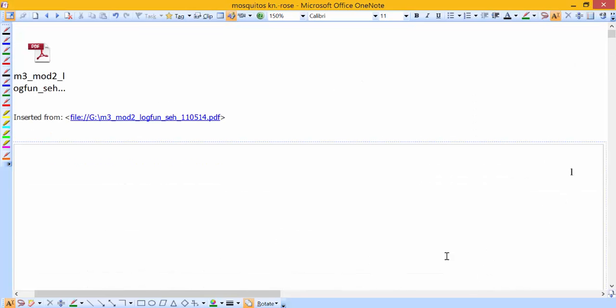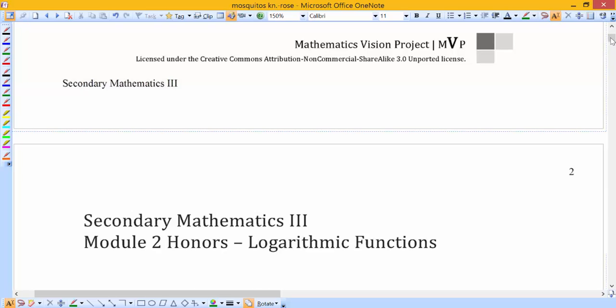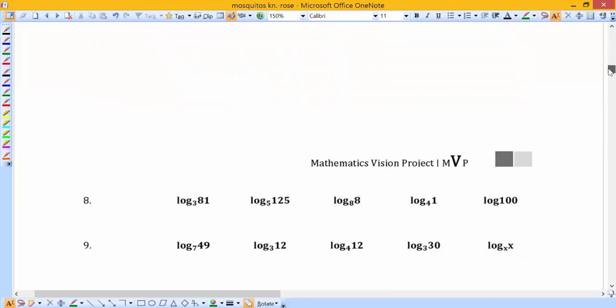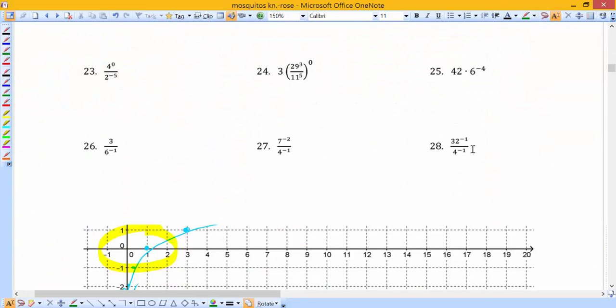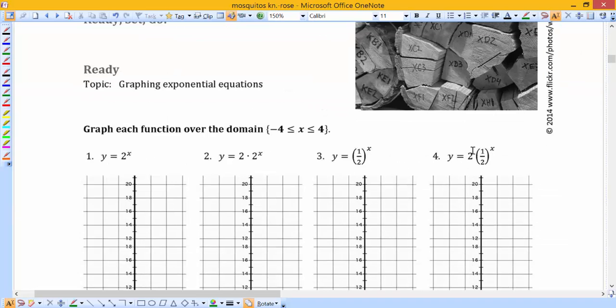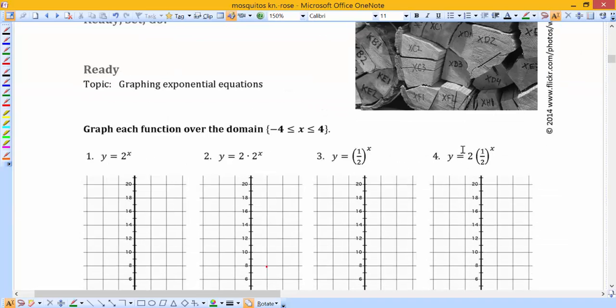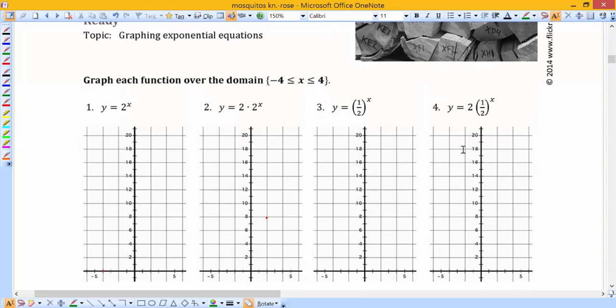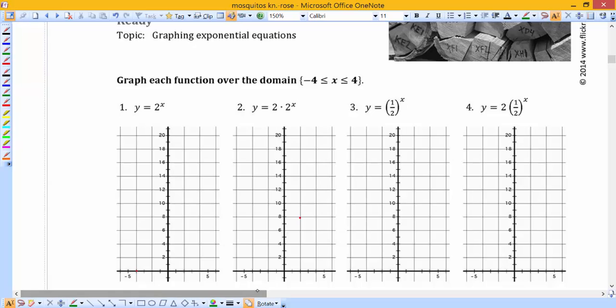So, wrong button. Hold on. Okay. And now it's going to keep scrolling. So, in the ready, these are actually not that complicated. I'm going to do this rather briefly. I'm just going to help you set this up.